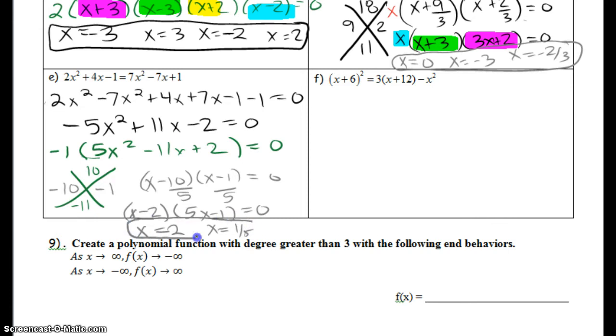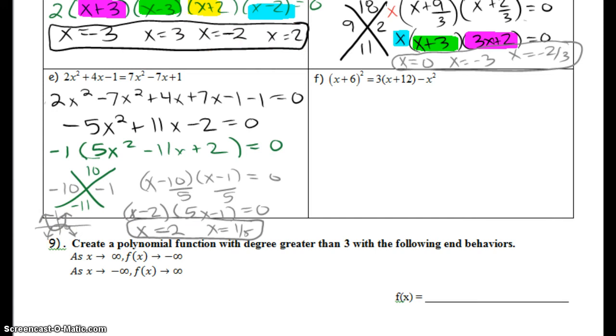That negative out front, all that it does to my equation is flip it over. All that negative means is flip it over. It's still actually going through the same points, because what we're finding here are the zeros of the function. So no matter if this function faces up or it faces down, it's still going to go through those same spots on the x-axis. Okay, last one.